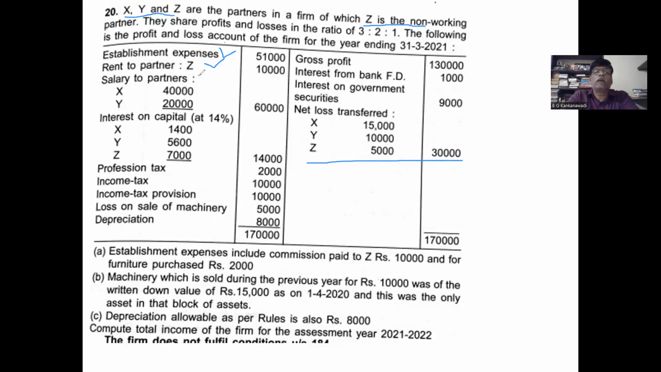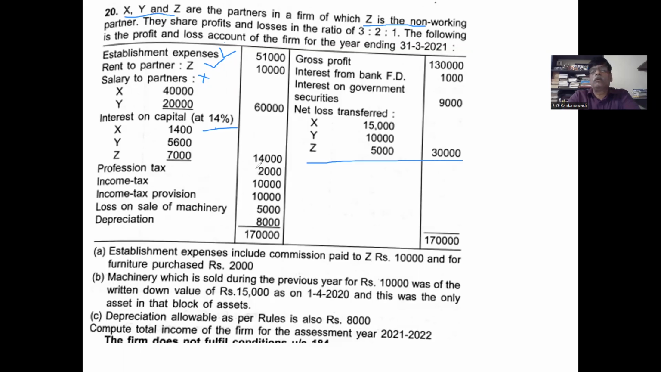Next is salary to partner, it is disallowed. Thereafter, interest on capital at 14%. Out of this 14%, 2% excess is disallowed. So 14,000 into 2 by 14 you calculate. It is 2,000. Interest on capital disallowed is 2,000.